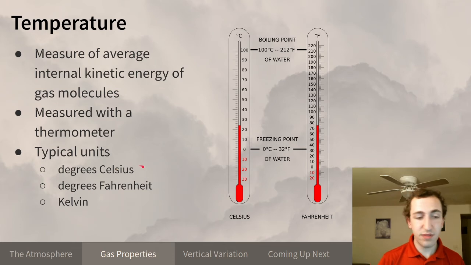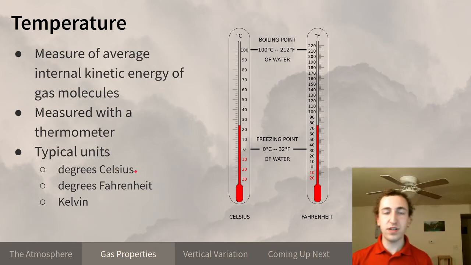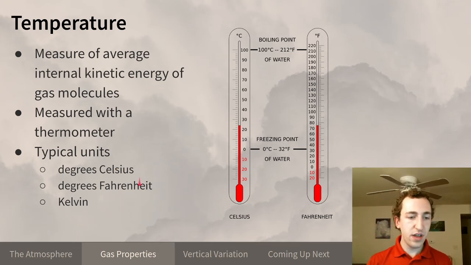Degrees Celsius is more commonly used outside the US or just in meteorological communication. But we also have Kelvin. This is sort of the scientist's unit of temperature because it's an absolute temperature scale, because 0 Kelvin is absolute zero, where we lose this sort of internal kinetic energy.